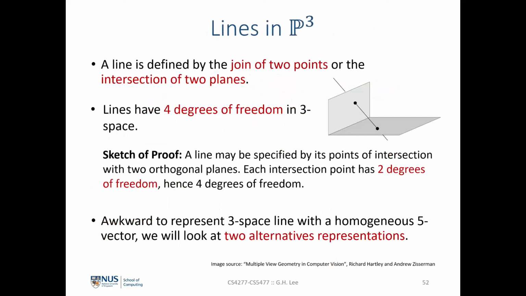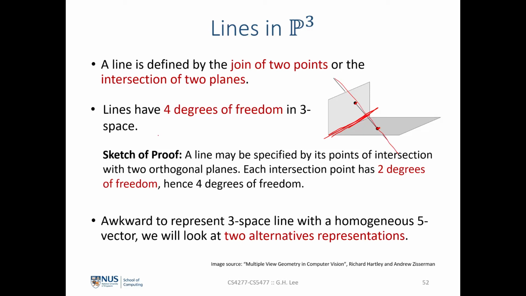Now, after looking at the definition of the plane in the projective 3 space, let's look at the line definition in the projective 3 space. A line is defined by the join of 2 points or the intersection of 2 planes. So in this case, we can see that the line is defined by the intersection of any 2 planes, or it can be defined by the join of any 2 points.